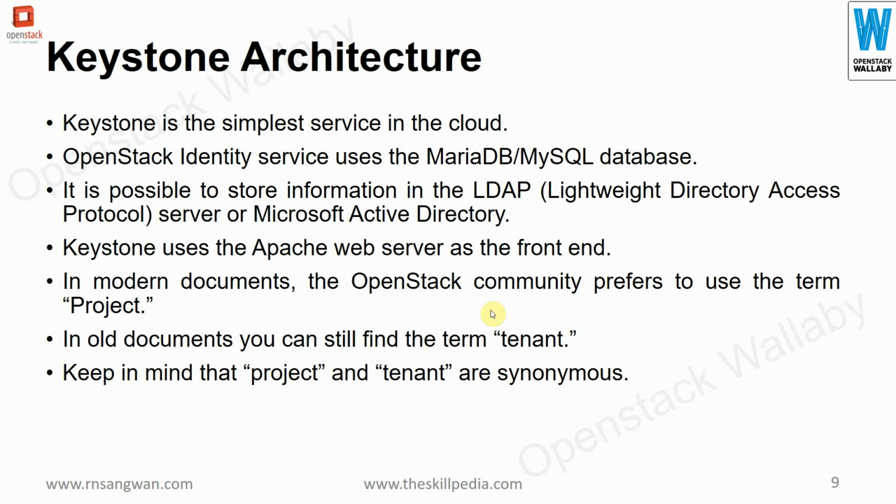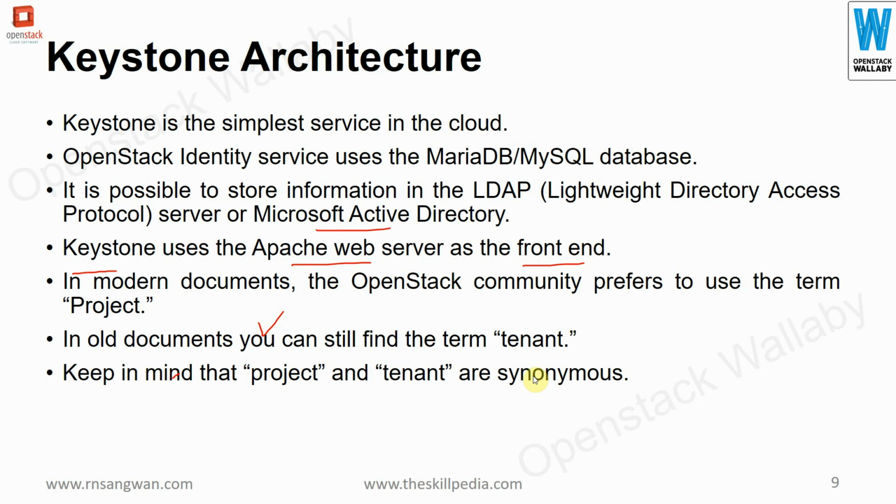Keystone architecture. Keystone is the simplest service in the cloud. OpenStack Identity uses a MariaDB or MySQL database. It is possible to store information in LDAP, Lightweight Directory Access Protocol, or Microsoft Active Directory. It uses the Apache Web Server as the front end for the user to communicate.